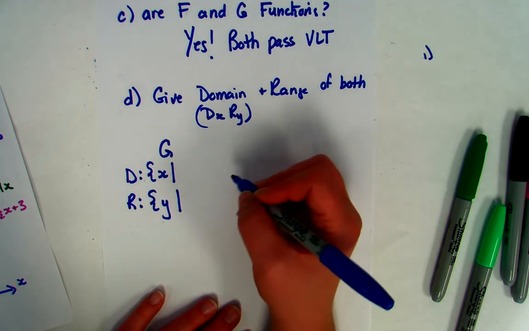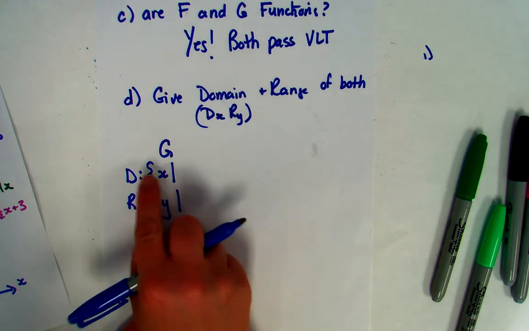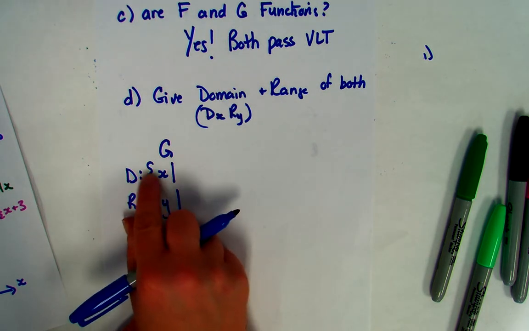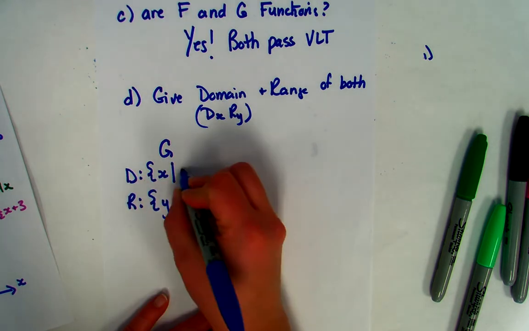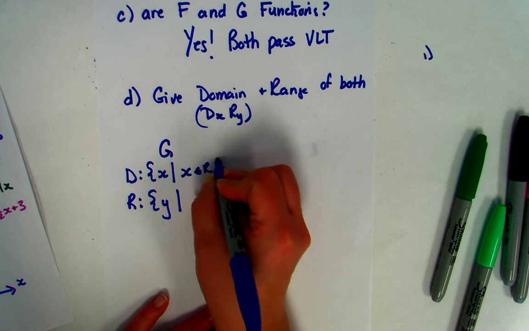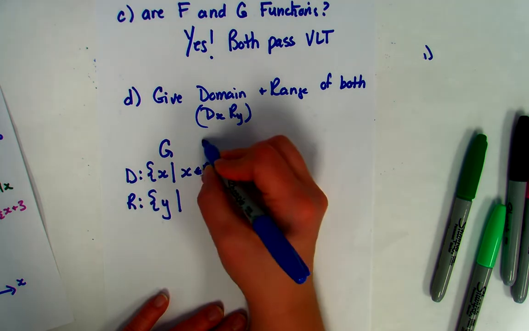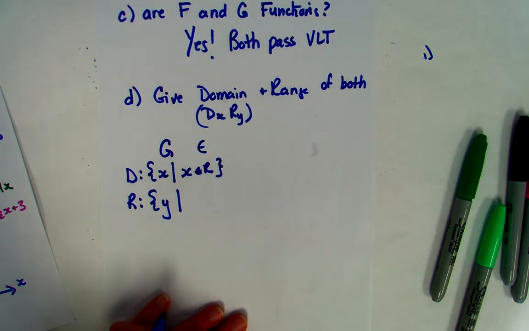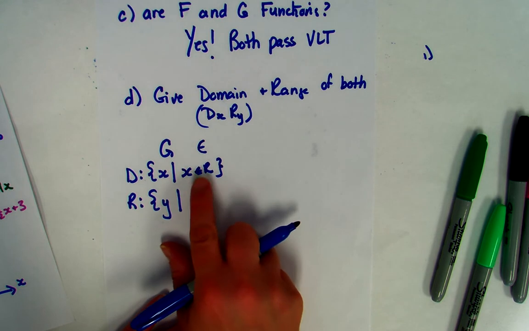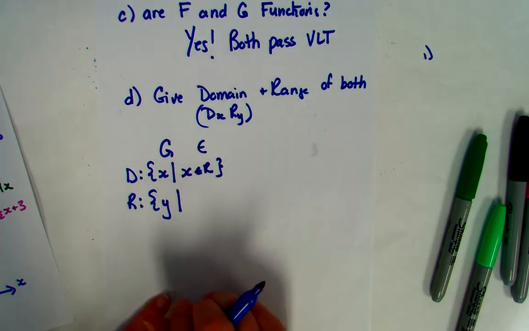That's too much writing, so they came up with a notation for it. So the domain is the set of all x such that x is every real number. That's a curvy E. It's an element sign in math. So this means where x is an element of the real, that's just math speak for all numbers.